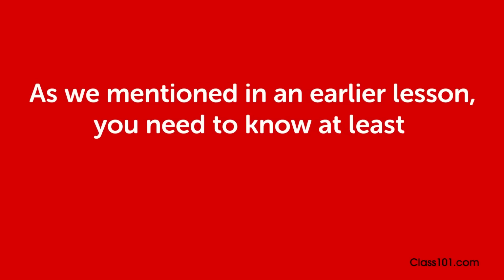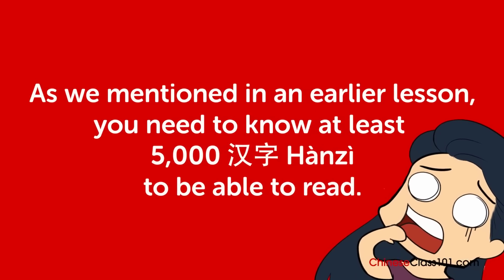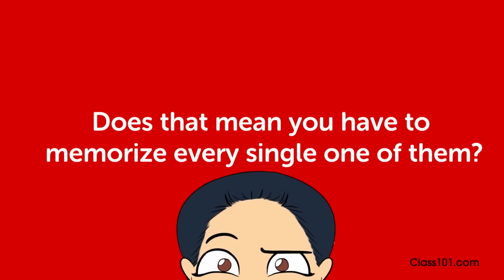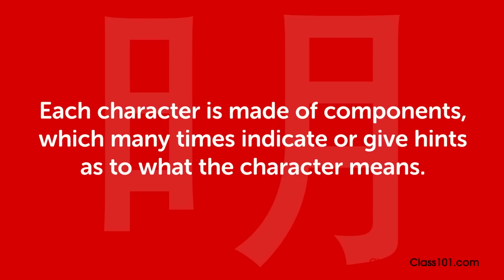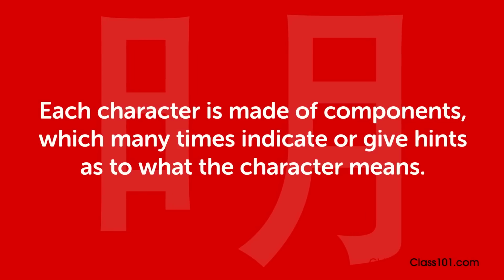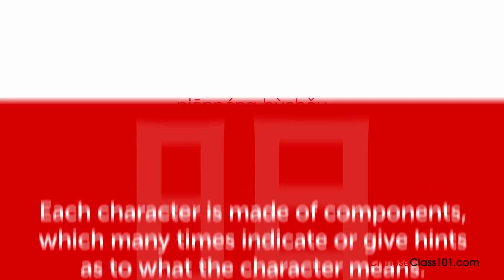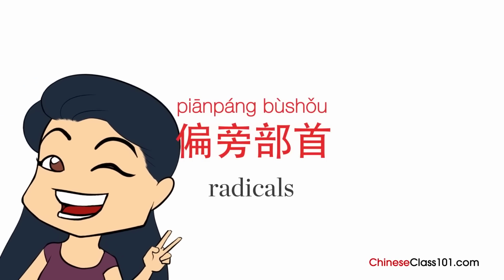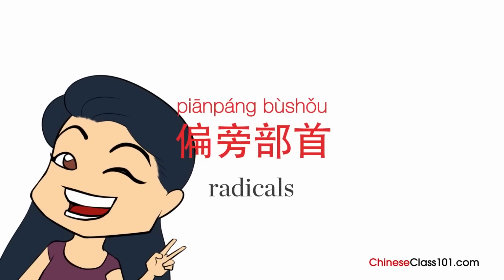As we mentioned in an early lesson, you need to know at least 5,000 Hanzi to be able to read. Does that mean you have to memorize every single one of them? Not necessarily. Each character is made of components, which many times indicate or give hints as to what the character means. These components are called radicals, or 偏旁部首.